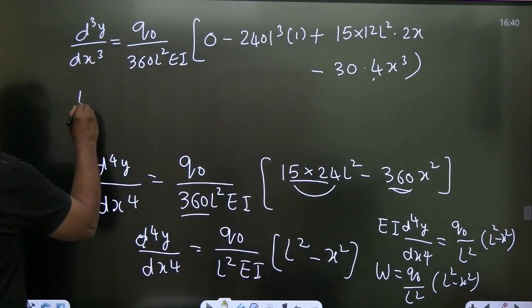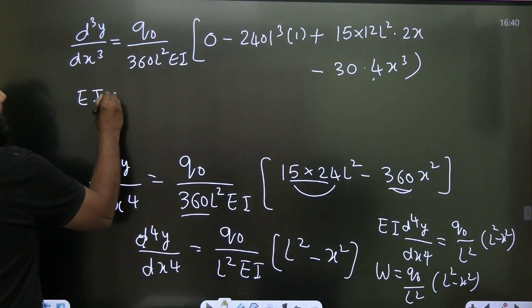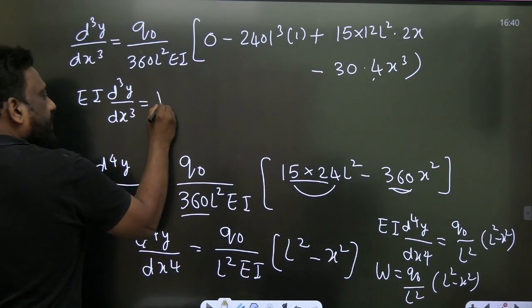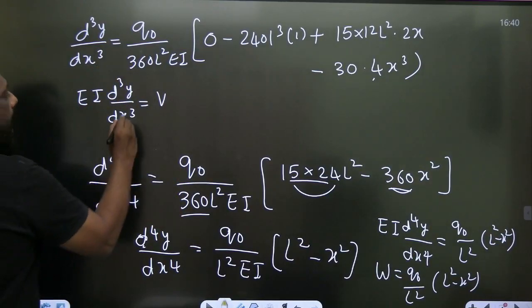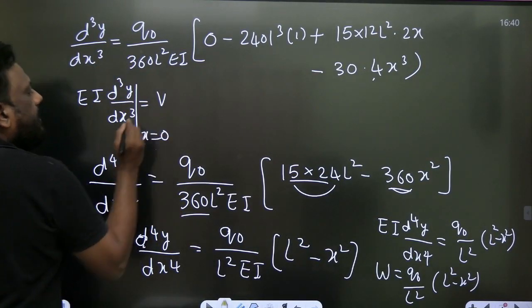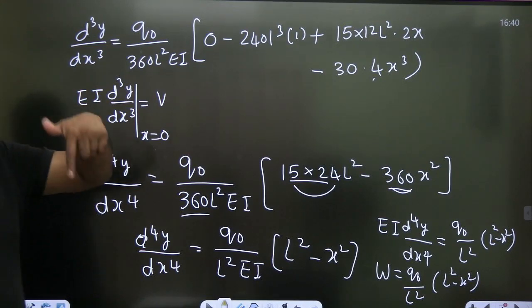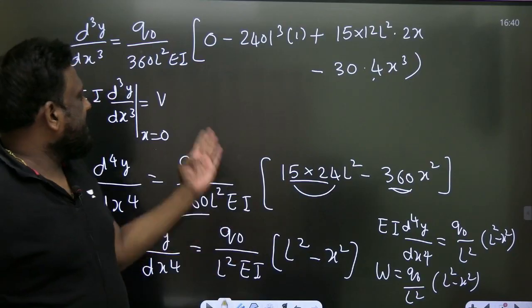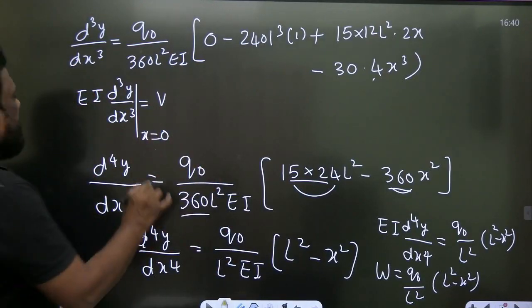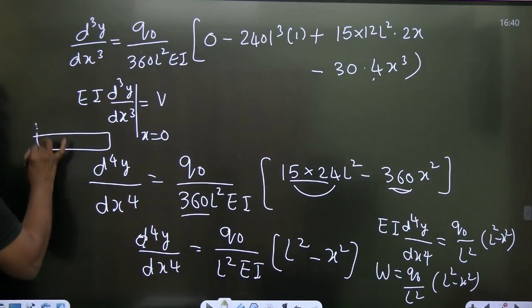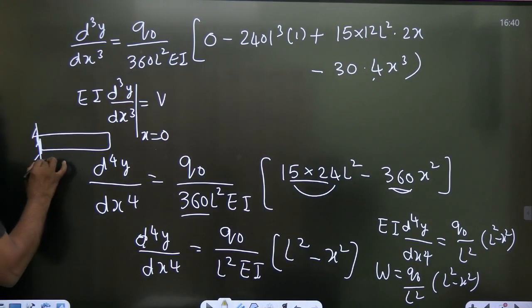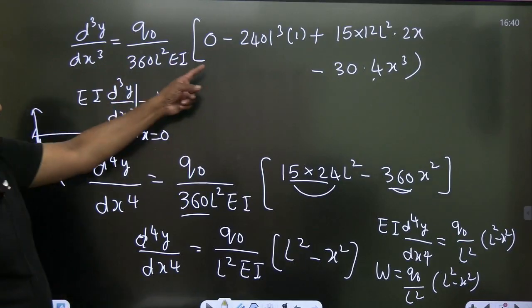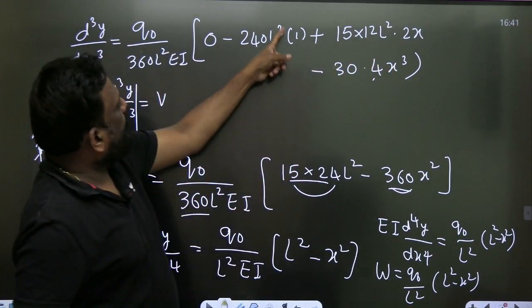तो EI d3y by dx cube is equal to V. He is asking shear force at x is equal to 0. That is the reaction because at the left end, at the fixed end, he is asking the support reaction. Means he is asking shear force at x is equal to 0 because this is the beam and यहाँ पे reaction पूछ रहा है. तो this is my x axis and this is my y axis. तो x is equal to 0. Put x is equal to 0. जब यहाँ पे तो कोई x ही नहीं है सर.